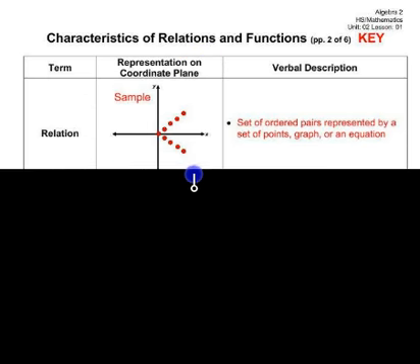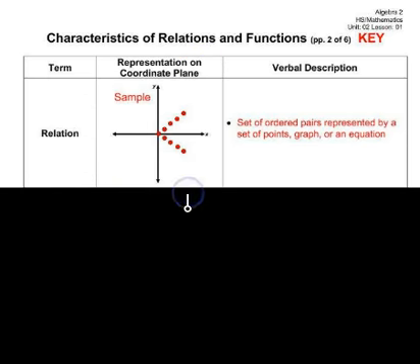So the first one we're going to look at is a relation. Now, relation is a set of ordered pairs represented by a set of points, graph, or an equation. Now, relations can look like a lot of different things. This is just simply a sample.